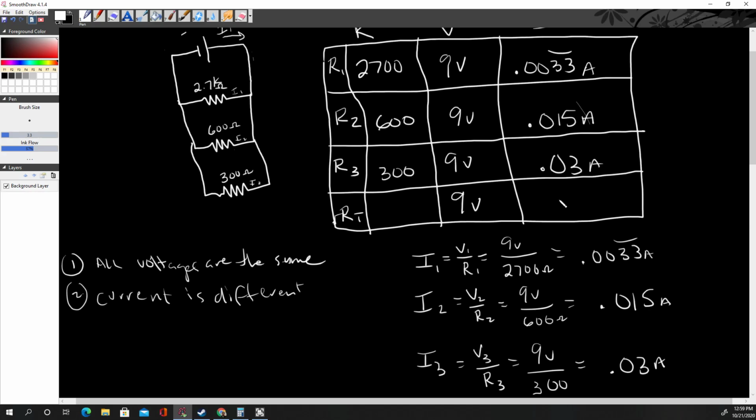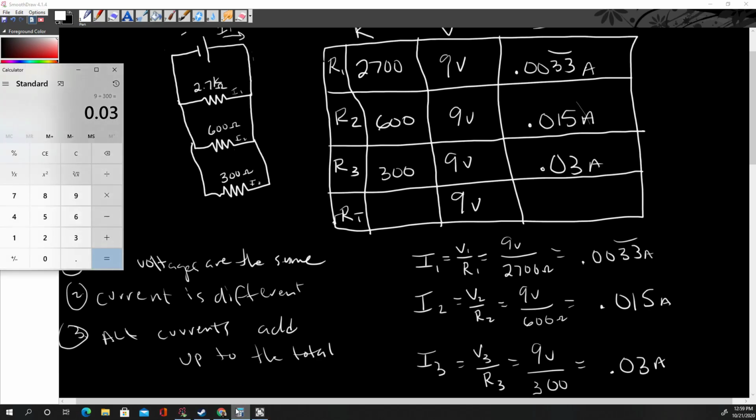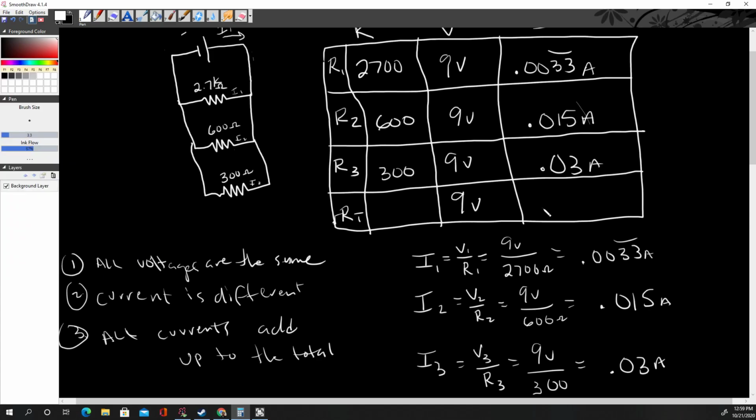So now lastly, Kirchhoff's current law: all currents add up to the total. So just add these all up and they will add up to the total. So the first one plus the second one plus the third one, and I get 0.0483 amps, and that's the total current. That's how much is coming right out of that battery. Then it's split up into littler amounts here, here, and here. Those are those ones right here. This big chunk gets split up into those little branches there.